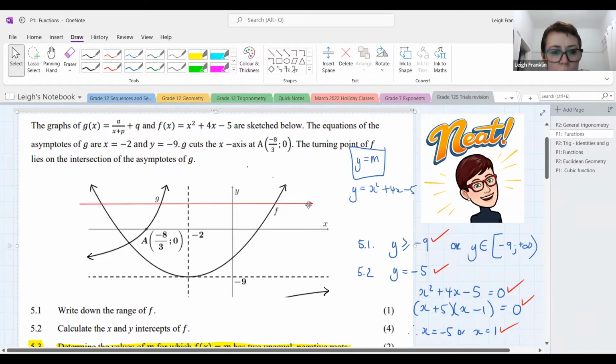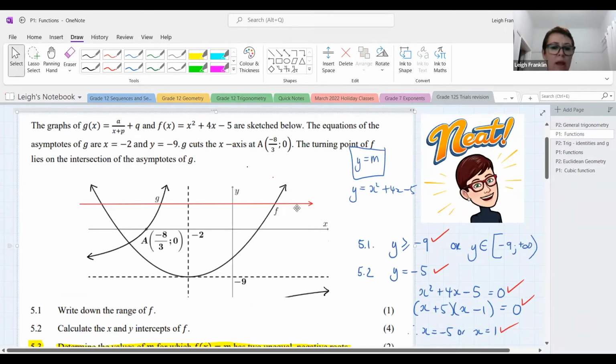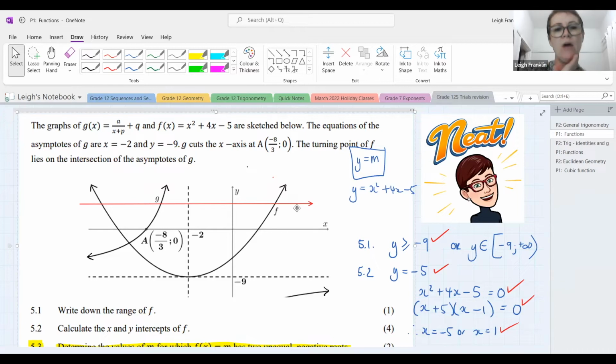between a horizontal line, the line y equals m, and the parabola. So I've drawn this horizontal line here for you in red, okay? And the question is asking us, where would there be two unequal negative roots? Where there are roots, that is where the straight line intersects the parabola. That's what we mean by roots. So where it is right now, what can you tell me about the roots? Are they unequal?